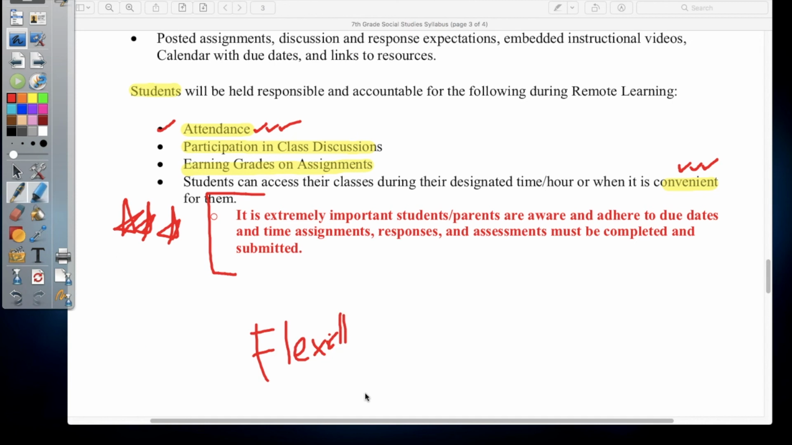Hold on. Sorry about that, you guys. I am messing up really bad on my handwriting on that one. Well, anyways, I'm going to be extremely flexible for you guys on this, okay?